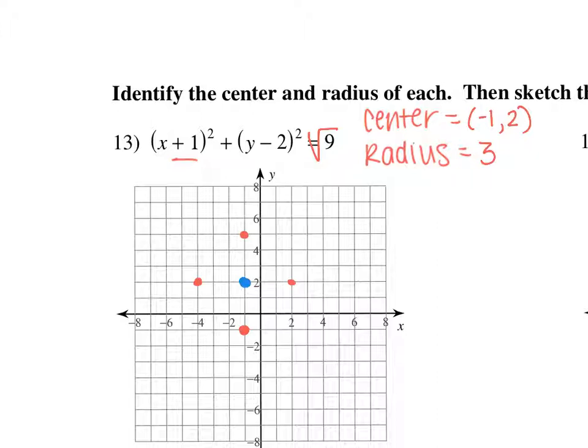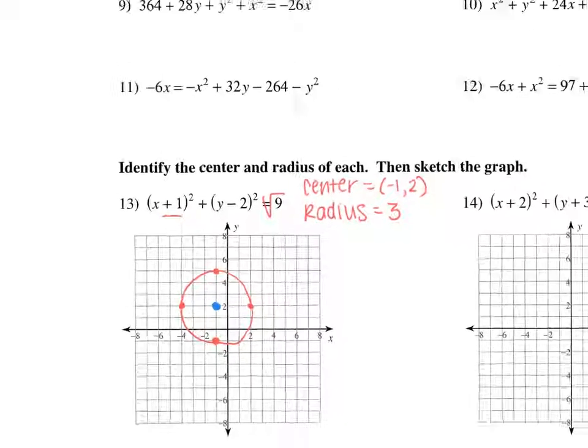Then it's just a nice sketch. Again, it's not going to be perfect. And there's the sketch of your equation for a circle.